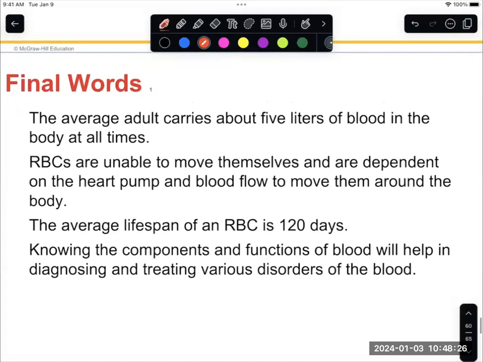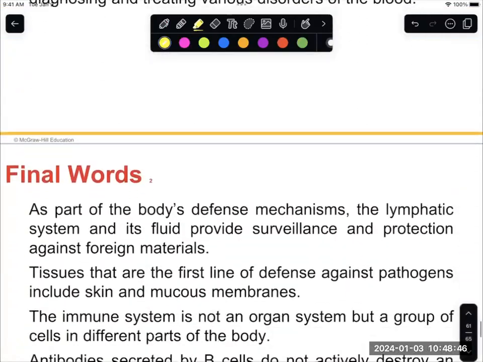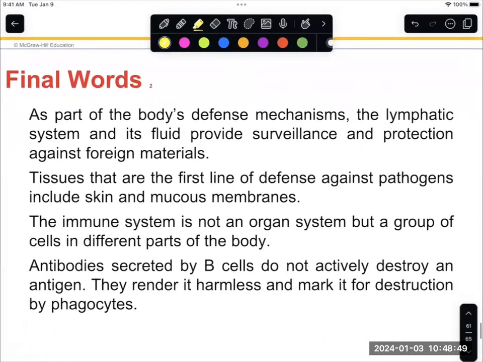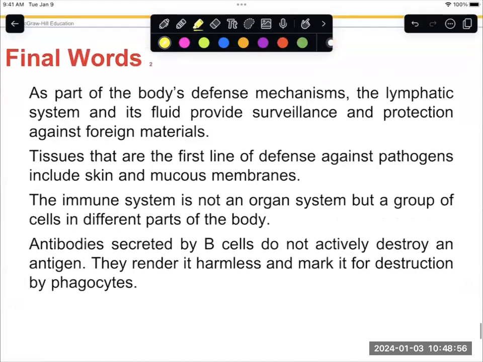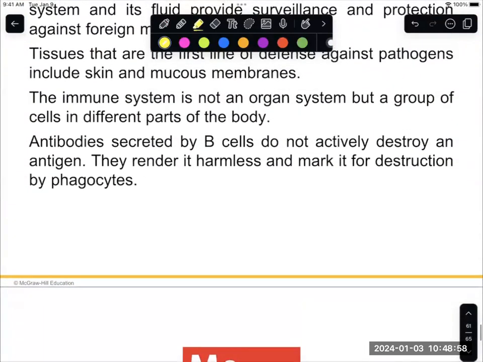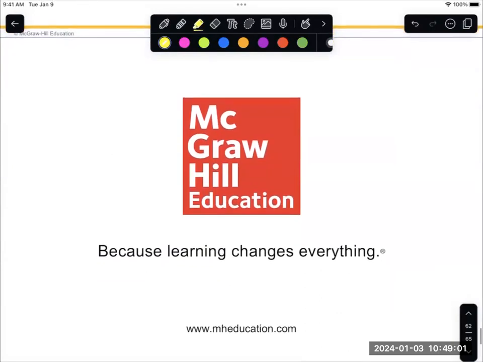So we carry about 5 liters of blood at all times. Red blood cells move around the body. They transport oxygen and carbon dioxide. Our red blood cells live about 120 days. After that, the spleen will break them apart. Our white blood cells are most of our immune system. They are working to keep us healthy. Those different types of white blood cells have their own specific roles.